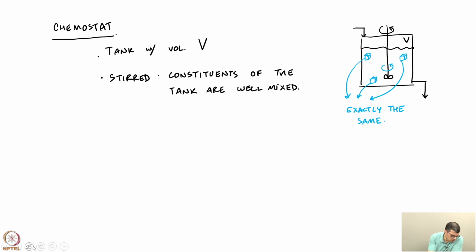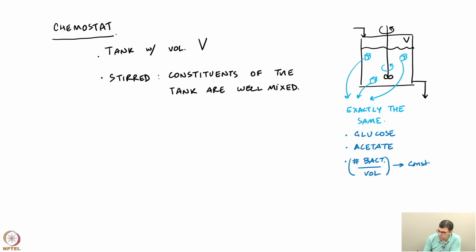And when I say all constituents have the same concentration, they would include all metabolites. So, let us say growth is taking place on glucose. So, glucose concentration is the same. Let us say acetate is a byproduct of the metabolism of the bacteria present here, and it is being secreted into the media. If I measure acetate concentration at different locations in this reactor, the acetate concentration is also the same. If I measure the density of bacteria present at any location in this chemostat, that is also a constant. So, any chemical concentration or even the concentration of organisms in this chemostat is constant, and that is the significance of saying that this is a stirred tank reactor.